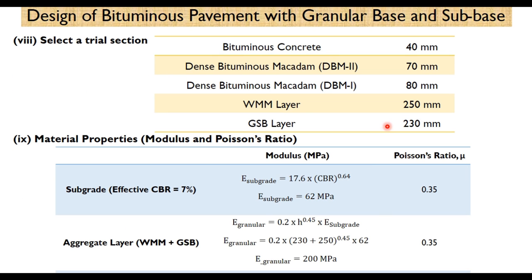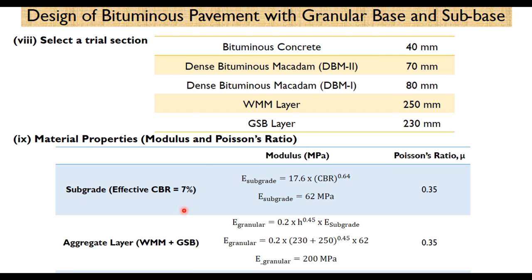Now let us assume this trial section: bituminous concrete is 40 millimeter, DBM 70 millimeter, and below that an 80 millimeter binder course, that is the first layer, WMM 250 millimeter, and GSB 230 millimeter. And for these thicknesses we can calculate the properties.